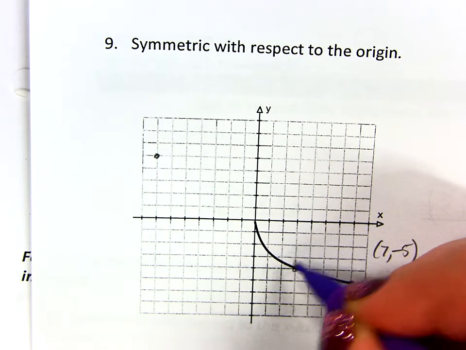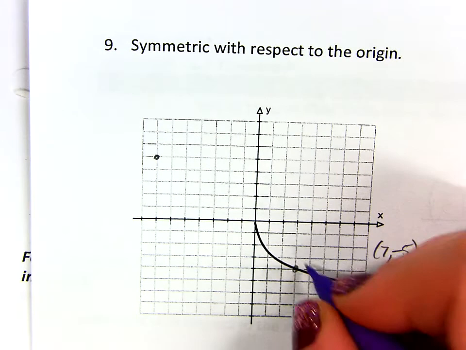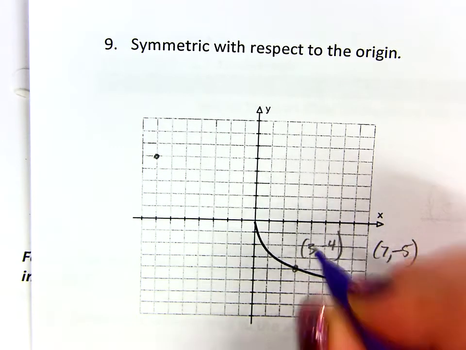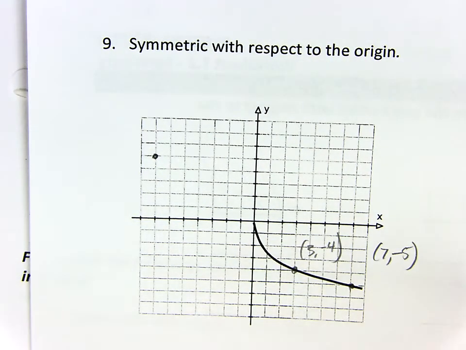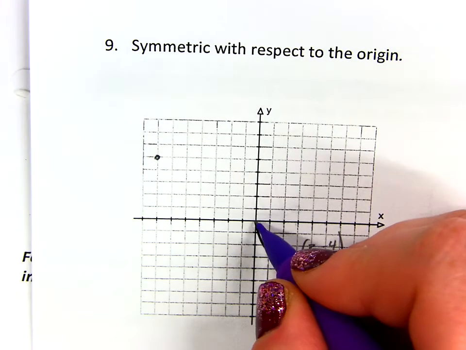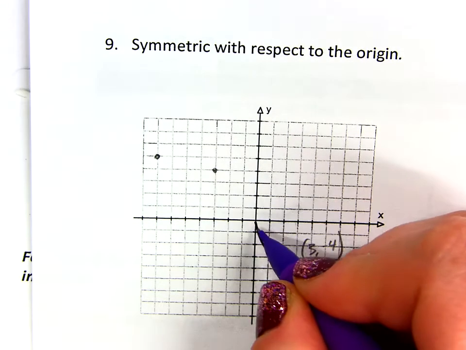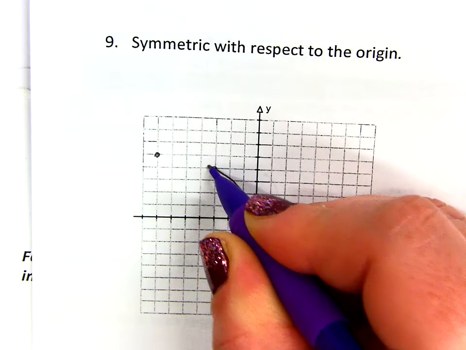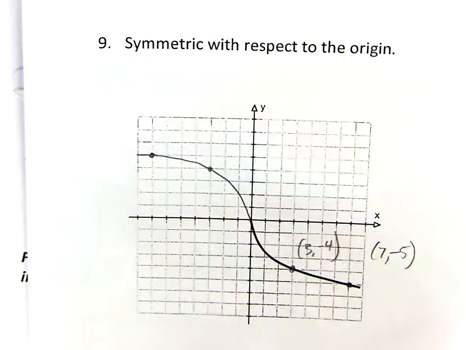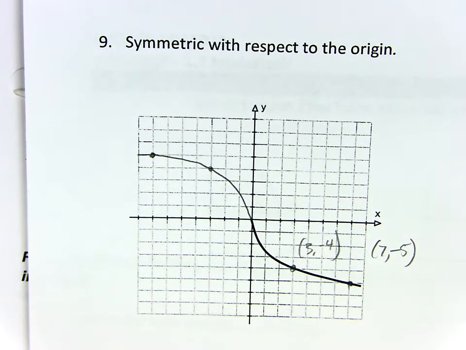Here's another good one. That's at 3, negative 4. So I know the point negative 3, positive 4 has to be on it too. So that'll just kind of help me sketch. And you should have something that looks roughly like that.